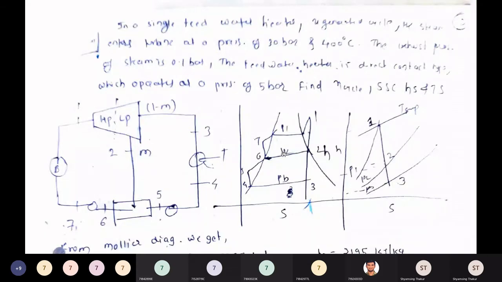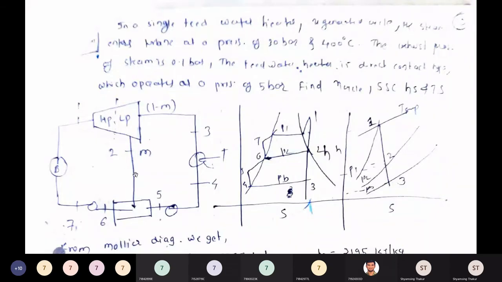So H4, H6 can be easily calculated. H5, H7 can be easily calculated by pump work, because pump work is nothing but the pressure difference, with the pressure in bar divided by 10 giving you the answer in kilojoule per kg. So 4, 5, 6, 7 you can easily calculate. 1, 2, 3 I already told how to calculate. So the other calculations are quite simple.